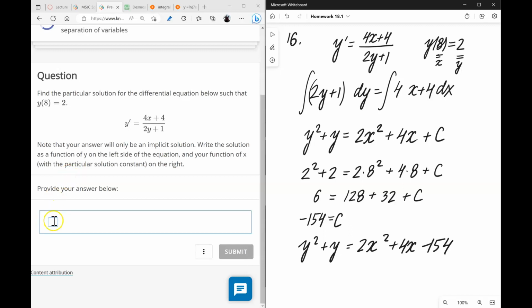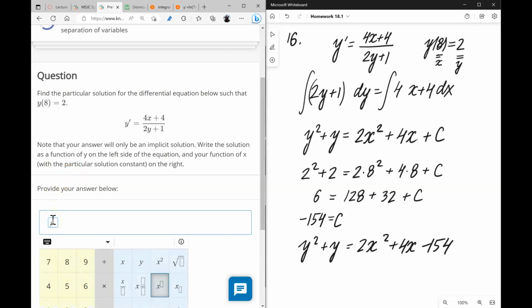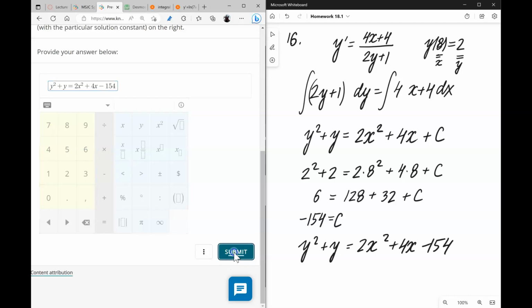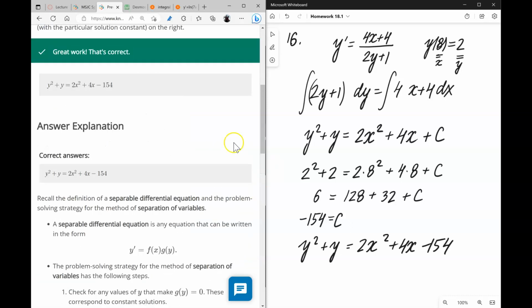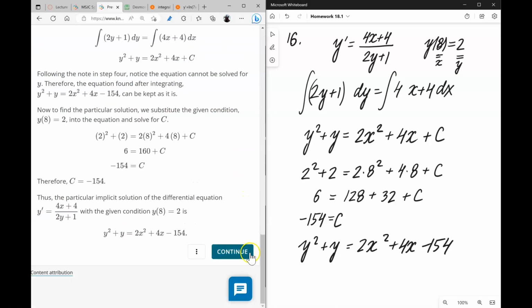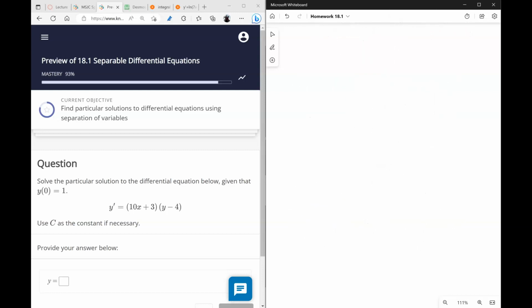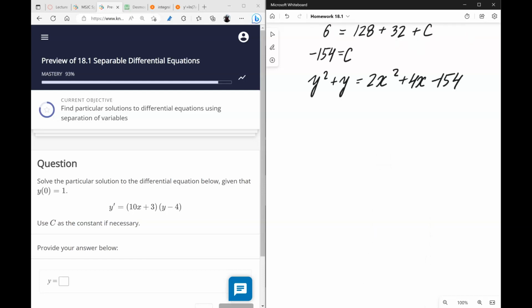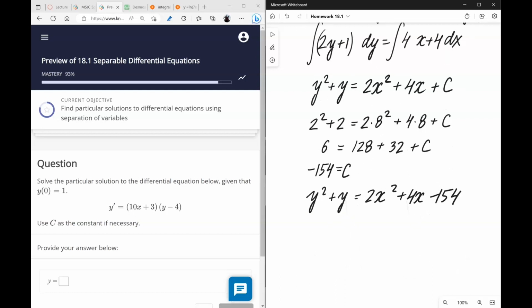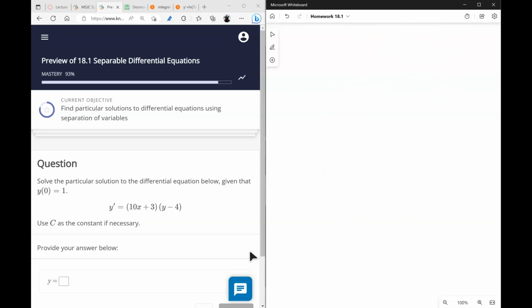It's in implicit form, but I'm afraid that this cannot be written in explicit form easily. So let's just copy the answer here. 2x squared plus 4x minus 154. Got that right. I think it was number 17, right? So this was 16, and we're gonna do 17, and hopefully the last.